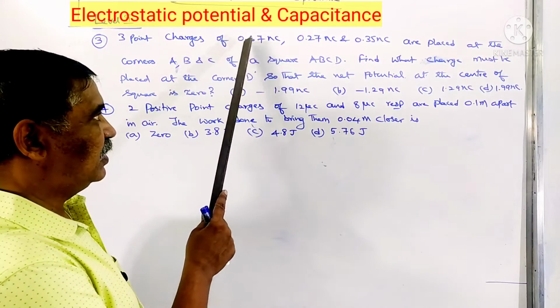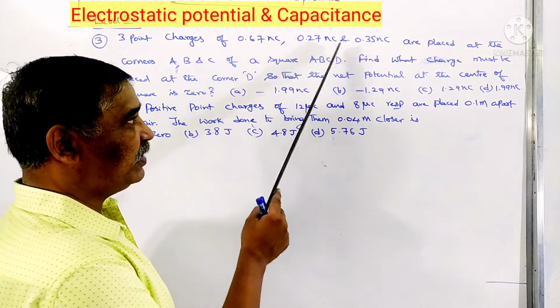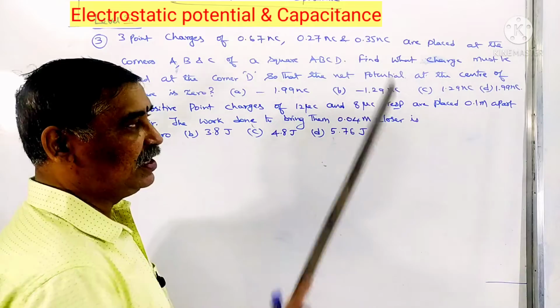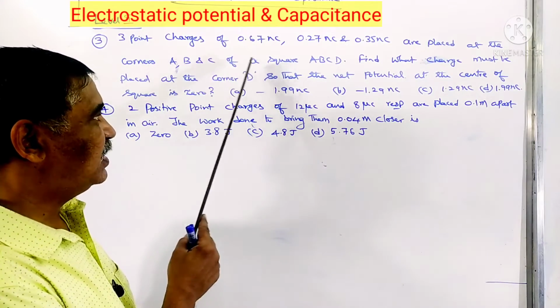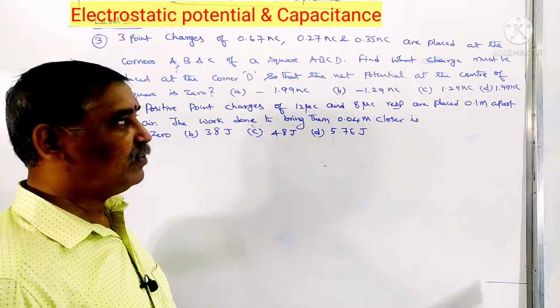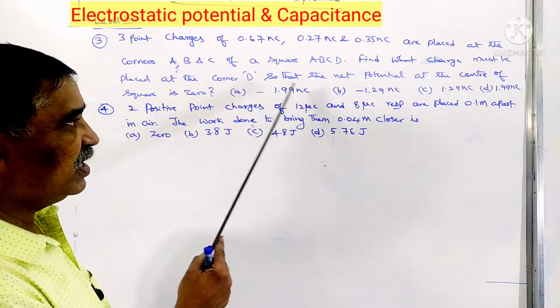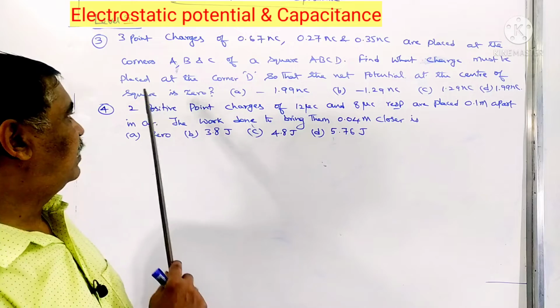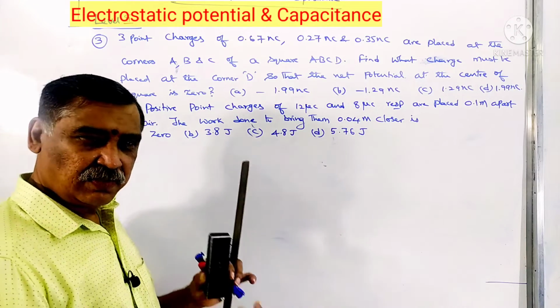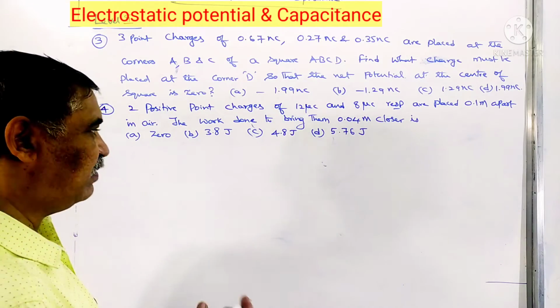3 point charges of 0.67 NC, 0.27 NC and 0.35 NC are placed at the corners A, B and C of a square ABC. Find what charge we must place at corner D so that the net potential in the center of the square is 0. Just we'll see how this problem goes. It's a very simple problem.